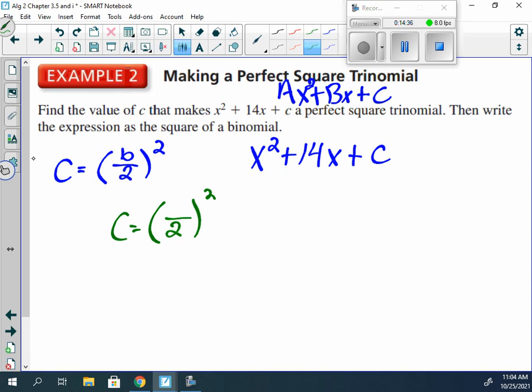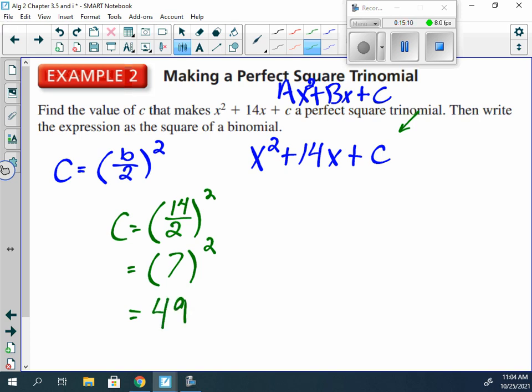So if we want to find out what the value of c is, we are going to use this formula here. C is equal to b over 2 squared. Now, what is the value of b in this equation? 14. And it would be positive 14 because we have positive 14x. Well, 14 divided by 2 is 7, and 7 squared is 49.